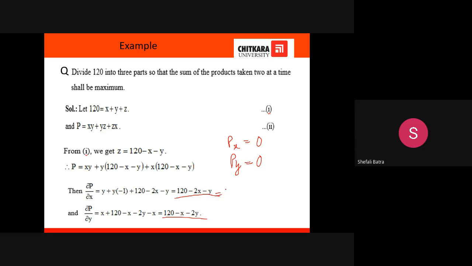Now try to solve these for x and y. You'll be putting this equal to 0 as well as this equal to 0. So from here I'm writing 2x plus y is equal to 120 and then x plus 2y is equal to 120. You need to simplify these two equations and get the value of x and y. Hurry up, solve it. Ma'am, x and y both come out to be 40.